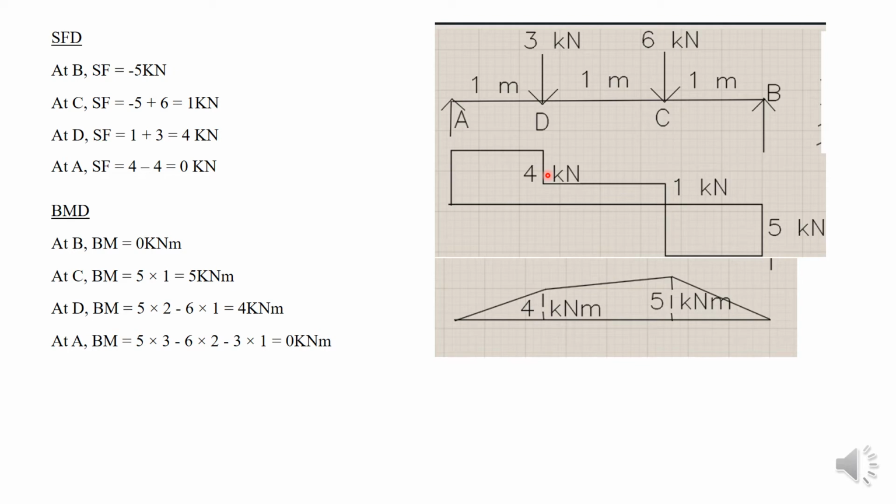So that 1 plus 3, that's equal to 4 kN, will be acting from D to A. So this is the shear force diagram. Here we have a positive value and here we have a negative value. Then we have to draw the bending moment diagram.